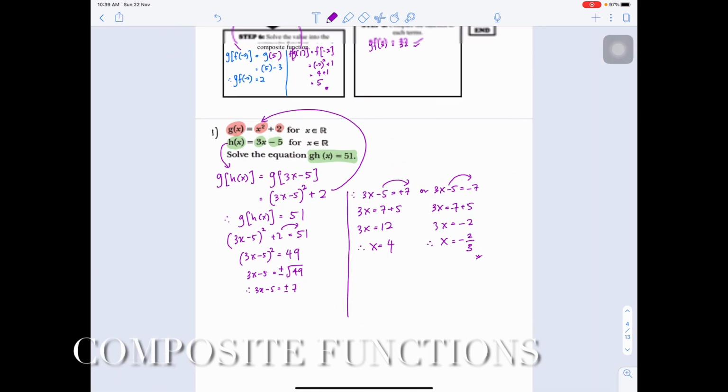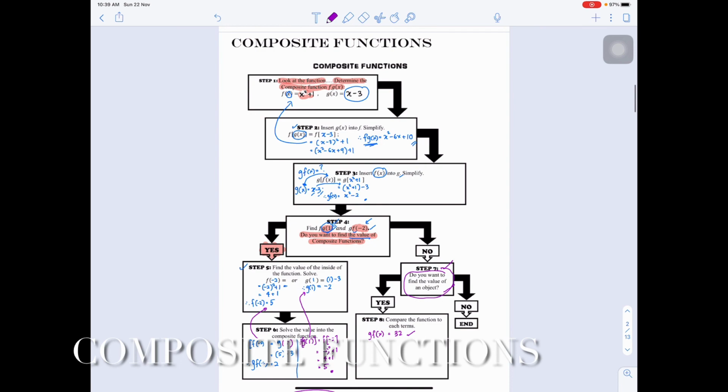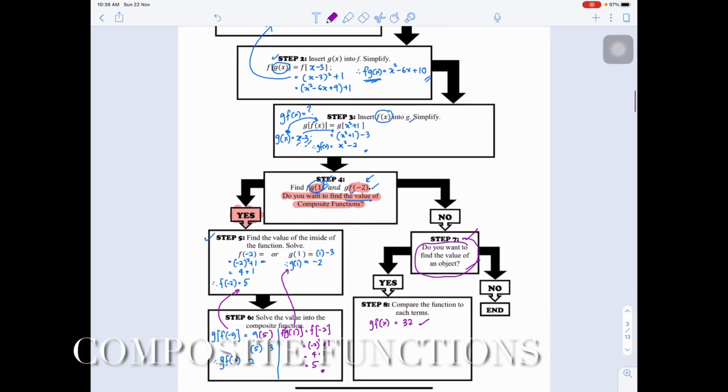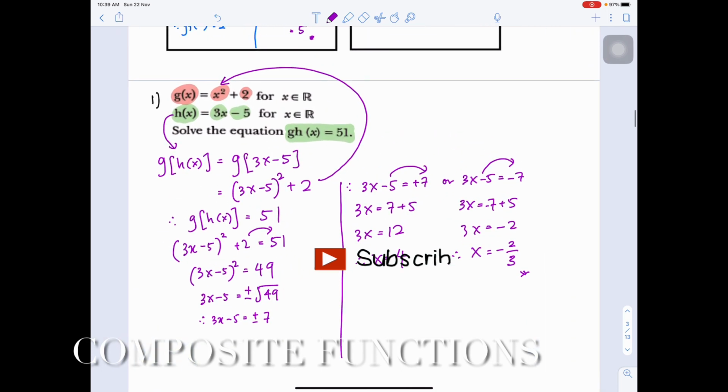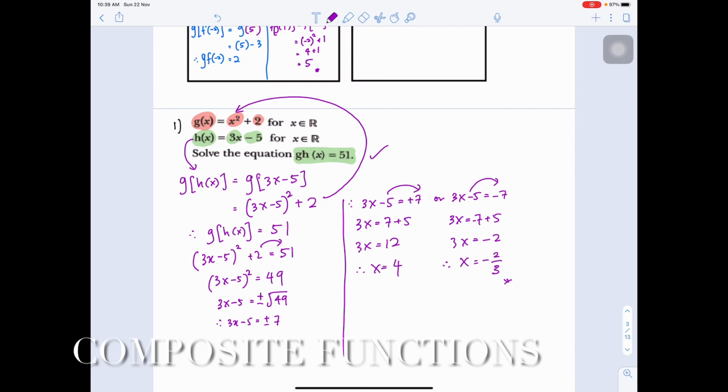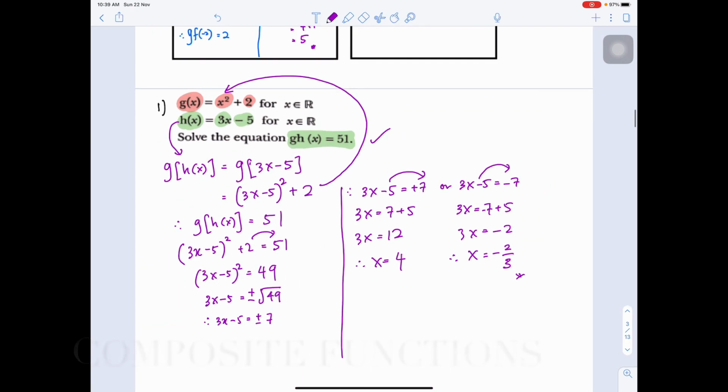So this is how we discussed example questions about composite function, using the flowchart method and also the direct question and simple example question about composite function. I hope you understand. Until now, thank you.